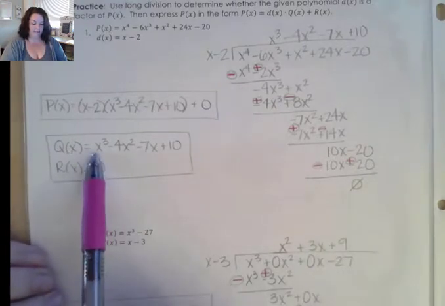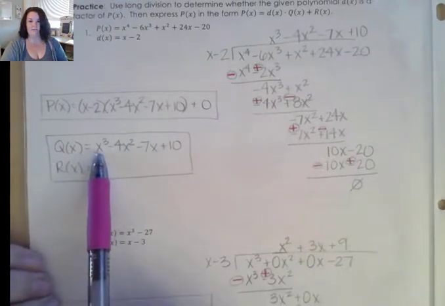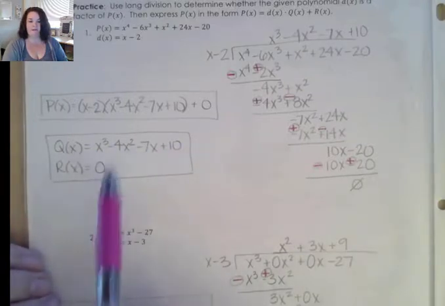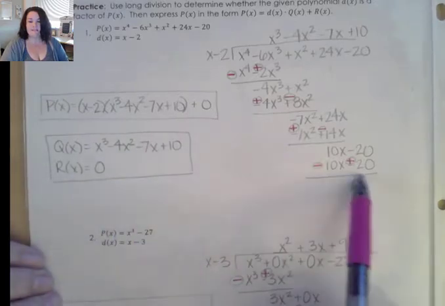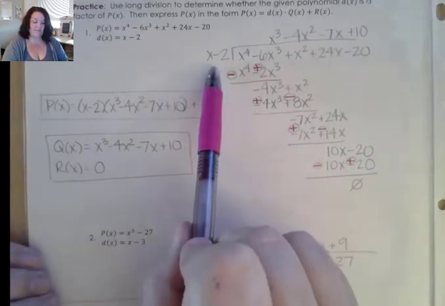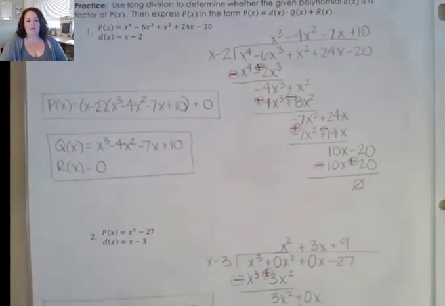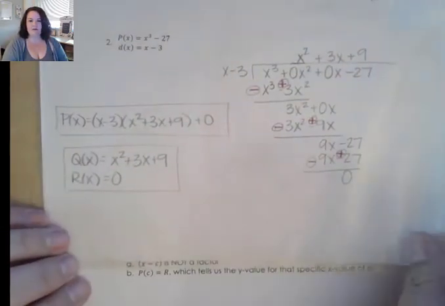So I went ahead and identified our quotient and our remainder, and I forgot to write it on here, but obviously because we had a 0 remainder, that means that x minus 2 is a factor of this polynomial, okay? Number 2, same thing, we should have gotten a 0 remainder.